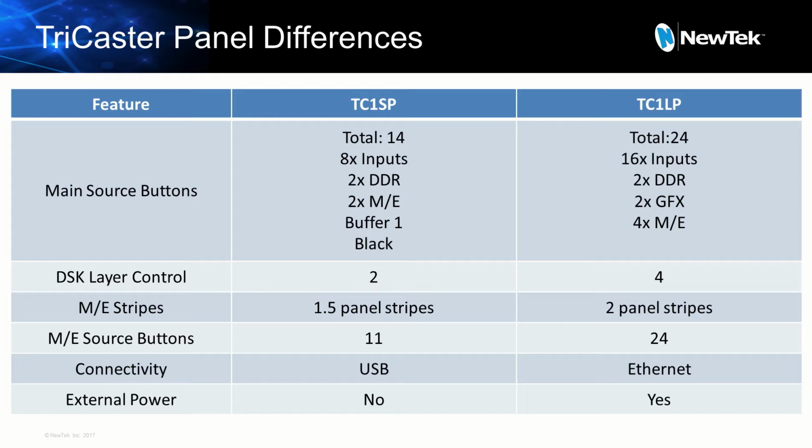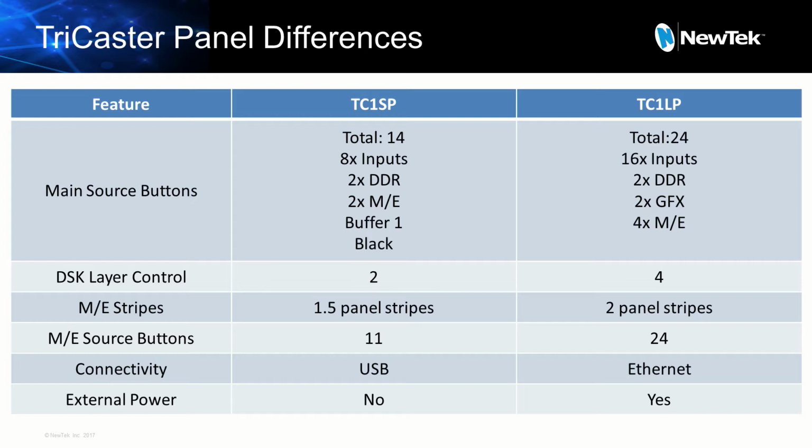Finally, connectivity. The small panel uses a USB connection, whereas the large panel is Ethernet. So this could be a big advantage for people who might be looking to put the panel a far distance away from the main TC1 unit itself, because Ethernet is much easier to extend over a long distance, whereas with USB you need to use an extender and deal with power, and some extension systems work well and some don't. So certainly if they're looking to place this far away, the LP would be a better choice.